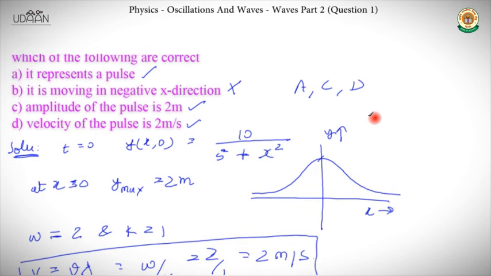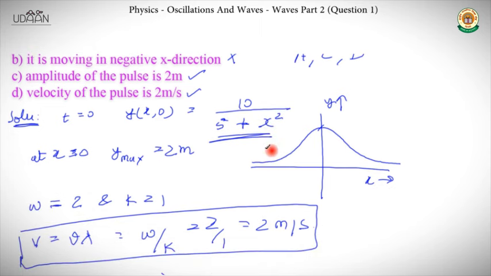How? Amplitude, you can differentiate the y value, dy by dx, and then you get the maximum value as 2 for x equal to 0. Or you can simply see this expression. For x from 0 to infinity, this is a decreasing function, and from 0 to minus infinity also it is a decreasing function. So it has to be maximum at x equal to 0, where it is 2. Correct. So the amplitude is 2.